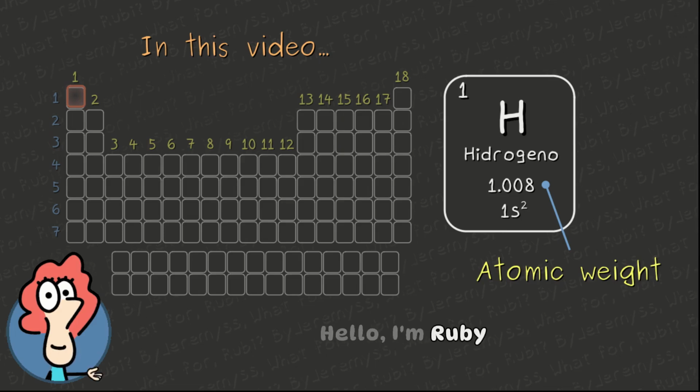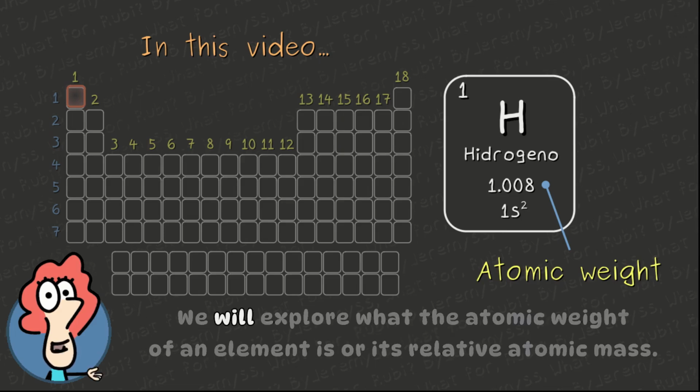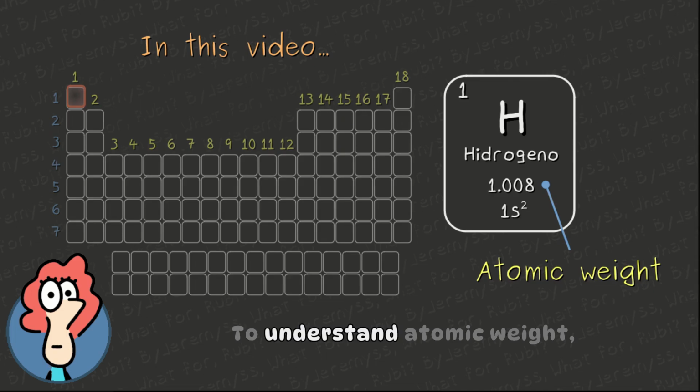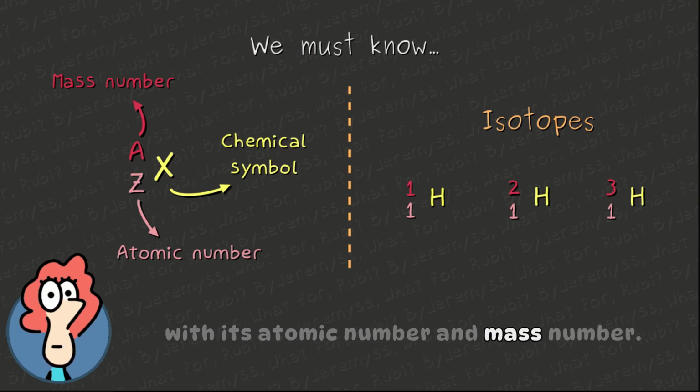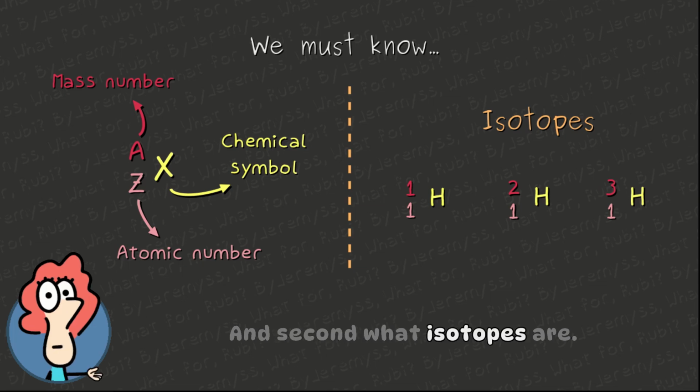Hello, I'm Ruby. In this video, we will explore what the atomic weight of an element is, or its relative atomic mass. To understand atomic weight, we must know two things. First, how to represent an atom with its atomic number and mass number. And second, what isotopes are.